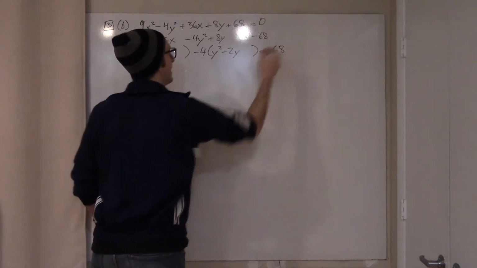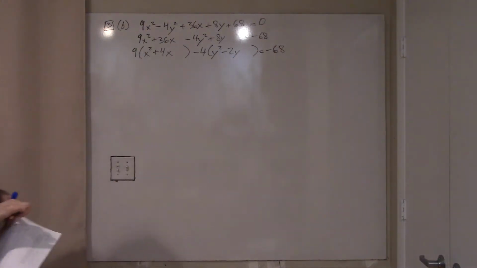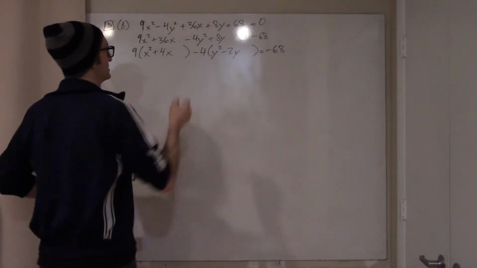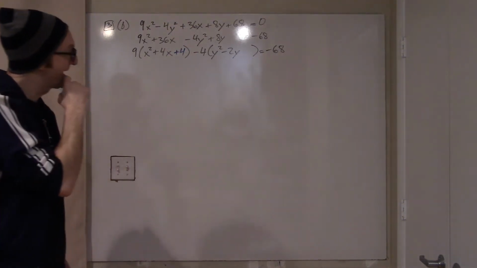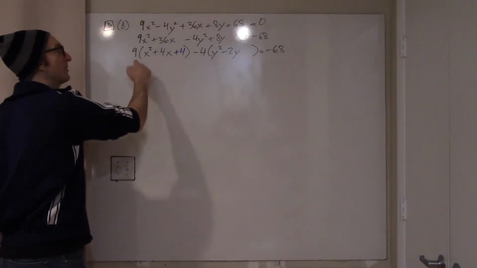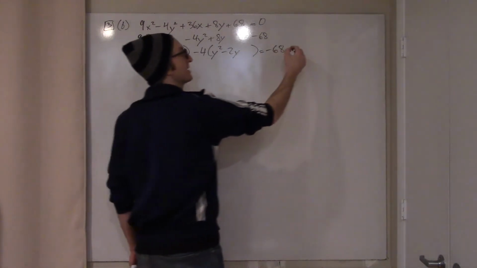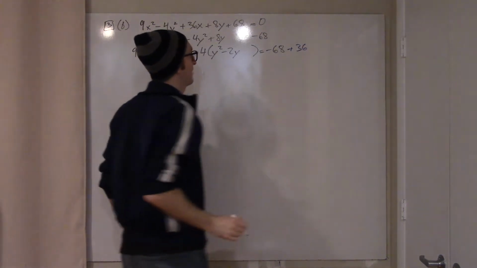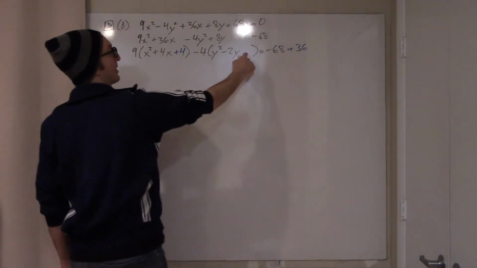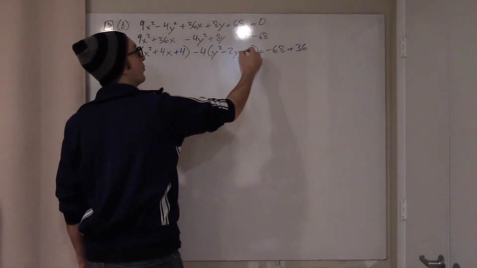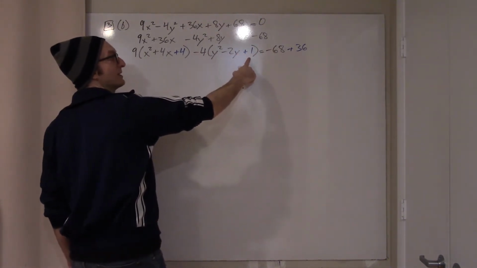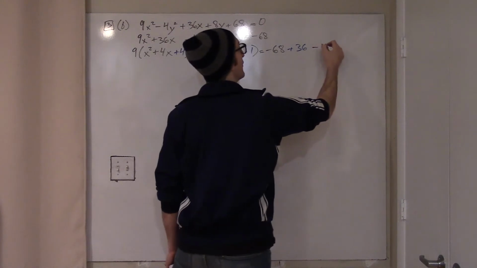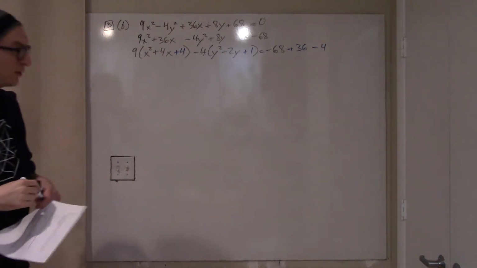And now I shall complete the square. You can do this on a separate line, but since I'm using colors, I'm pretty sure I'm not going to make a mistake. So I add 4 to complete the square here, but I've really just added 36 to the left-hand side of the equation. So I have to add 36 to the right-hand side. Here, I need to add 1 in order to complete the square, so I really just subtracted 4 from the left-hand side of the equation. So I need to subtract 4 from the right-hand side.